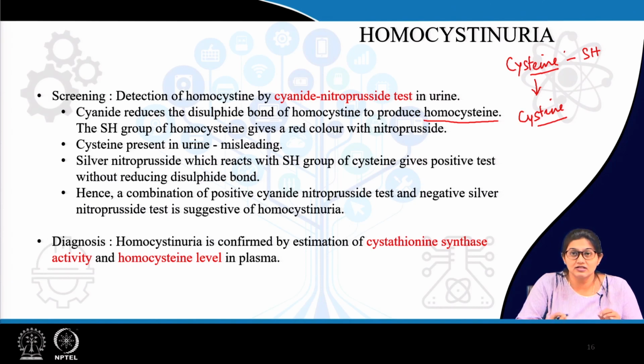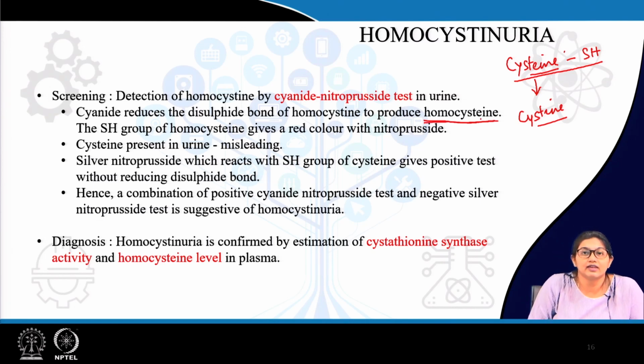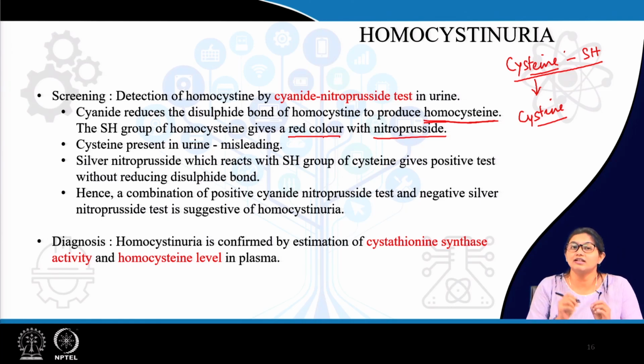So, once the disulfide bond is reduced, homocystine is also forming homocysteine. Now, the cysteine reacts with the nitroprusside and forms a red color. Now, the problem is, if there is cysteine itself, only cysteine, not homocysteine, present in urine, that can be misleading, because homocysteine as well as cysteine, they both will react with nitroprusside.